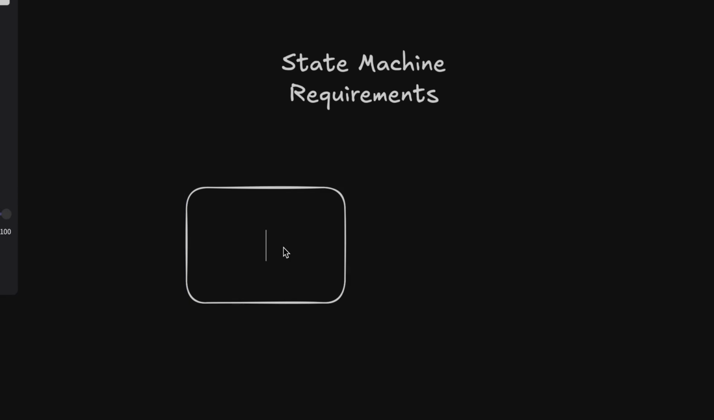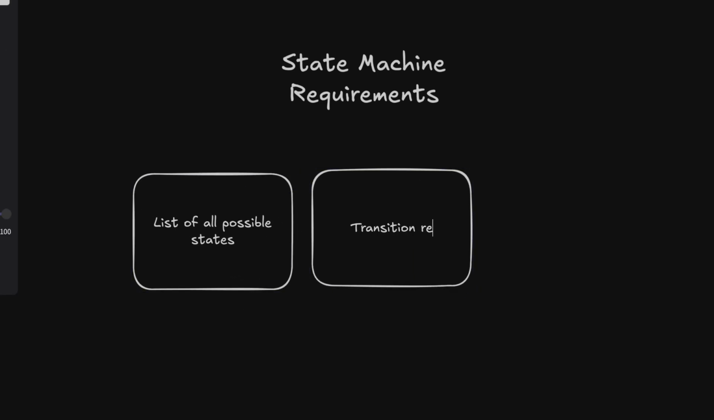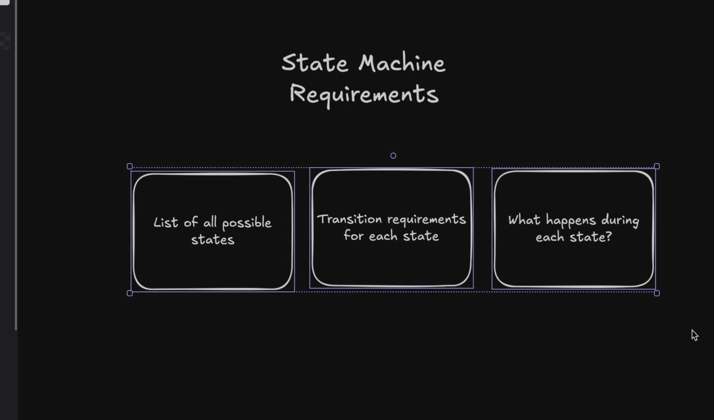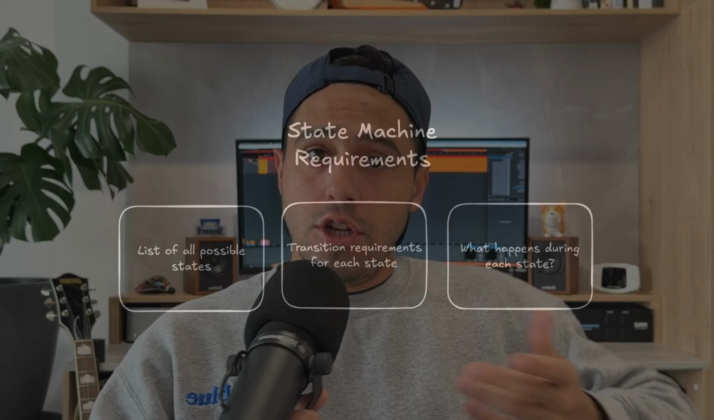To get a state machine started, you really only need 3 things. First, a list of all the states that your game can be in. Second, what triggers a state change in between each of those states. And 3, and most importantly, what happens when we're actually in each state. So let's answer these 3 questions using our previous example.